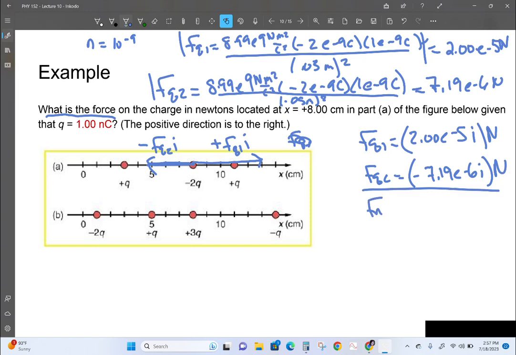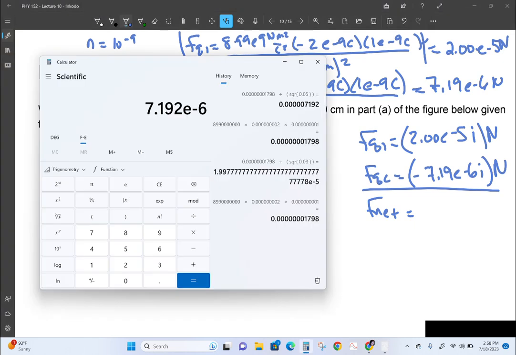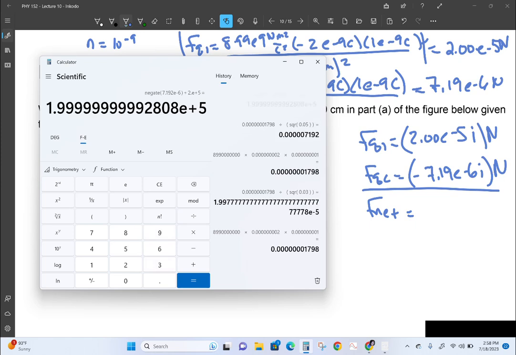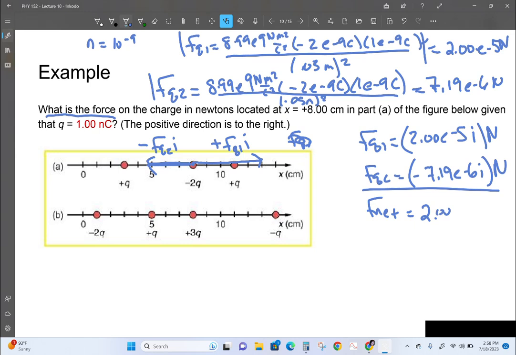So the net force is going to be equal to the sum of these two numbers. 7.19 e to the negative 6, it's a negative number, plus 2 e to the negative 5 equals around 2.00 e to the negative 5 i newtons.